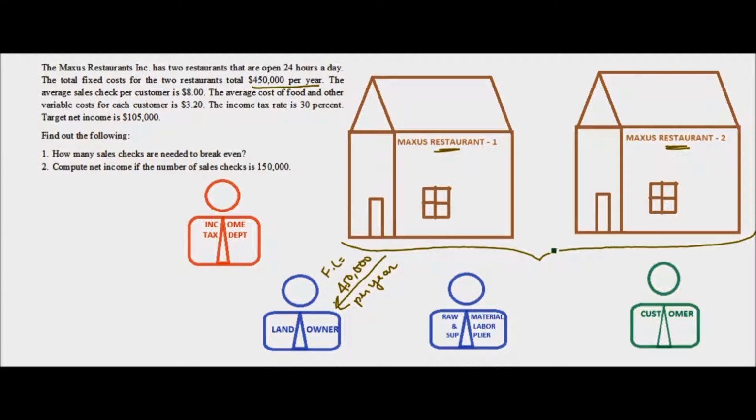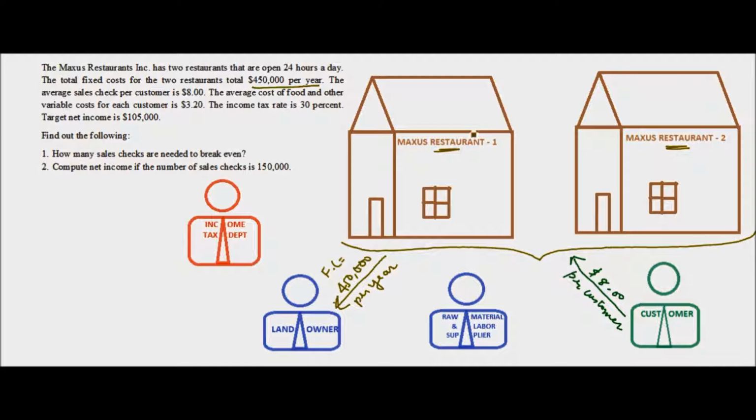Now there are customers who come to these restaurants to have dinner. Let's say this person here in green represents the customers who come to these restaurants. Now on an average, each customer pays $8 as part of their sales check. So the incoming funds for Maxus Restaurants is $8 per sales check or per customer.